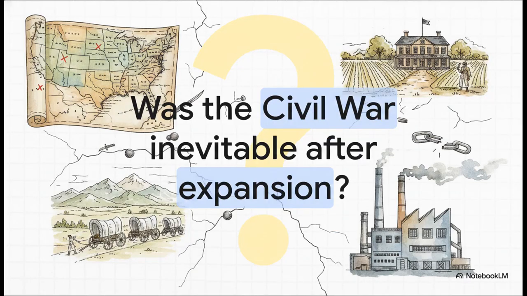So, I'm going to leave you with a provocative thought to chew on for your essays. Think back to the sheer scale of the expansion we talked about, the completely different economies that developed, and the utter failure of every political compromise. Was the Civil War truly inevitable once the United States began pushing westward? Understanding this profound cause and effect chain is the absolute key to mastering this era.